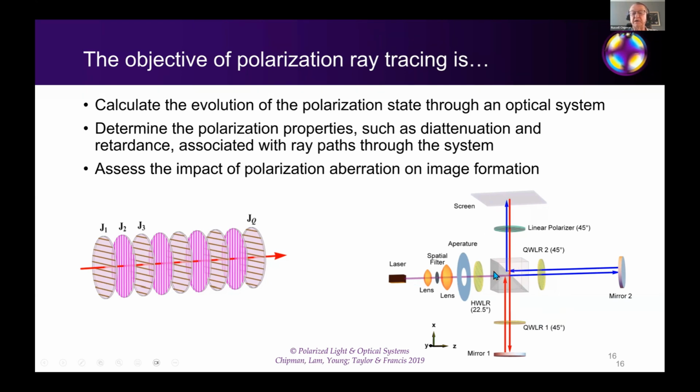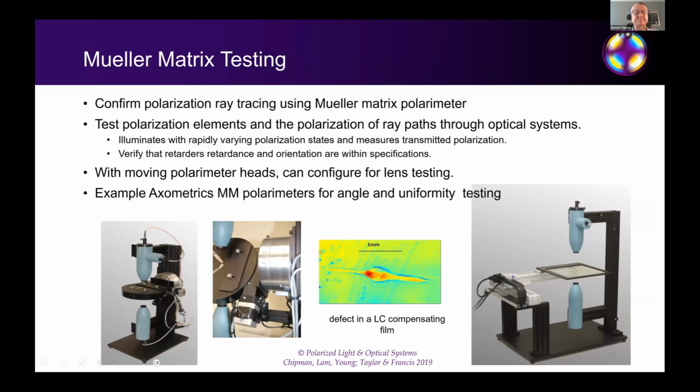And so we can write Jones matrices for every ray intercept and then get the diattenuation and the retardance associated with the ray paths through the optical system, and assess the impact of the polarization aberration on the image formation. And then if these are important, we need to be able to confirm that. And so this is done with Mueller matrix polarimeters.